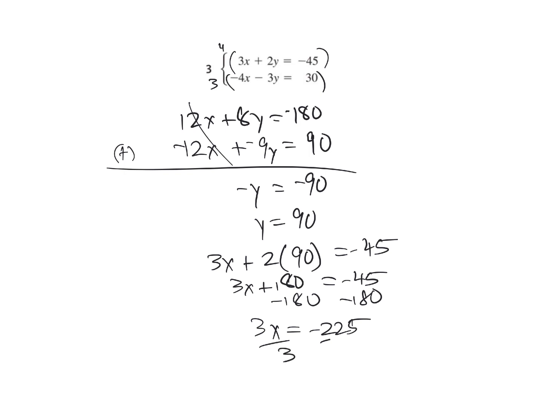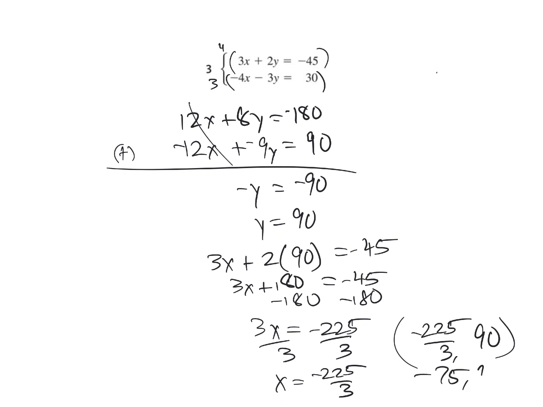And divide off the 3. So x is negative 225 over 3. So we have negative 225 over 3 and 90 for our answer. And negative 225 over 3 reduces to negative 75. And that's our final answer.